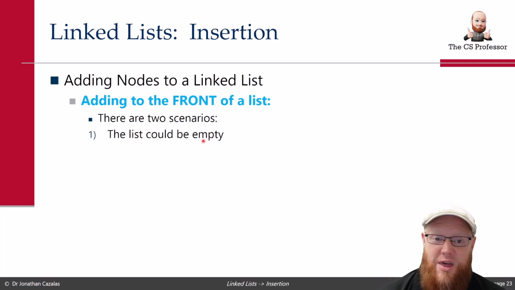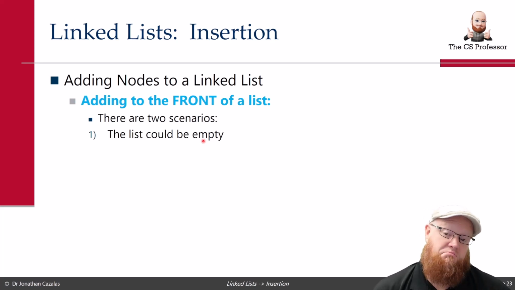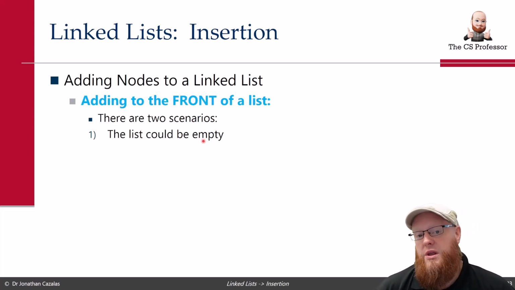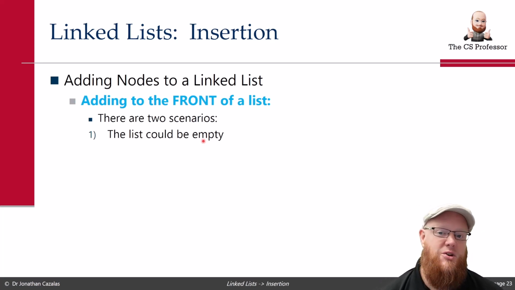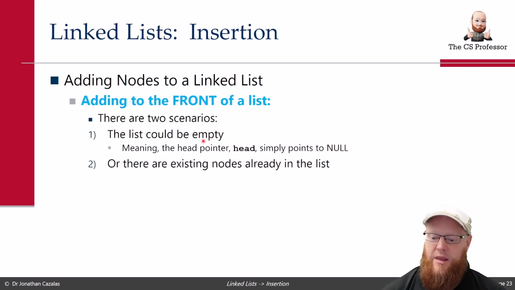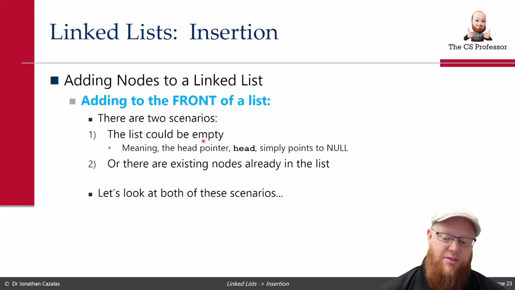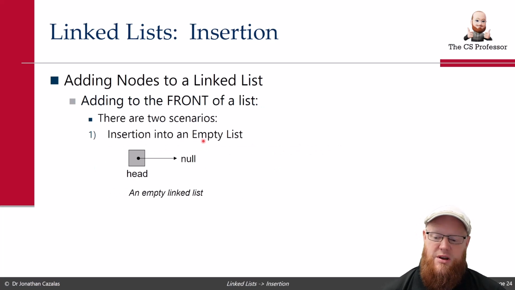There's really one line of code that accomplishes both of these scenarios. The list could be empty, in which case the new node is the only node of the list. Of course, the address of that new node gets saved into head. Or there are already existing nodes in the list, but this new node is the smallest and it goes to the front. Here's both scenarios.